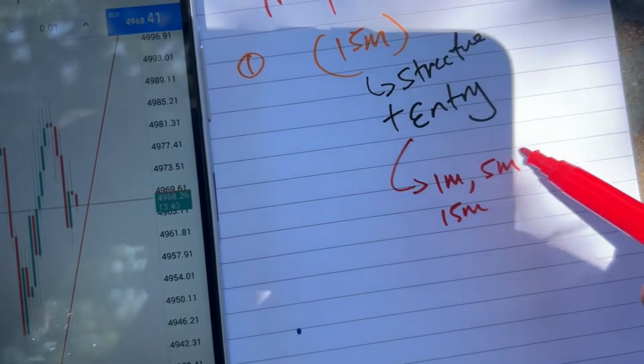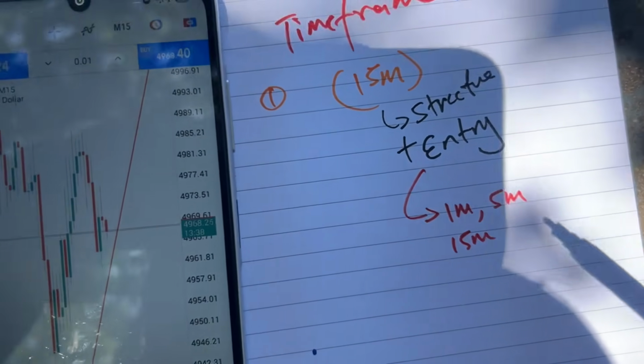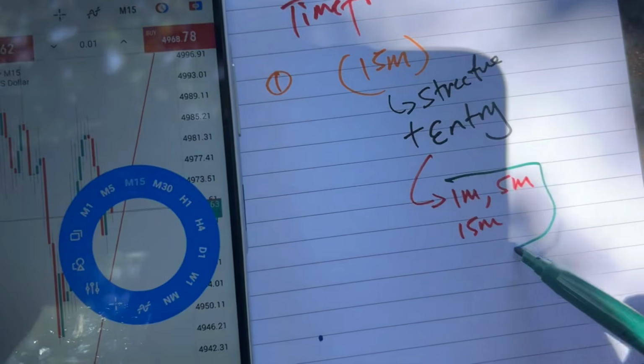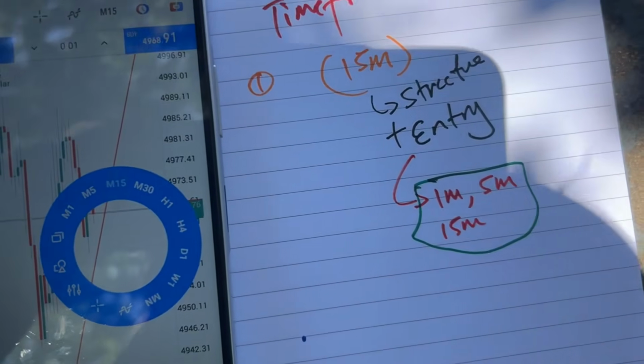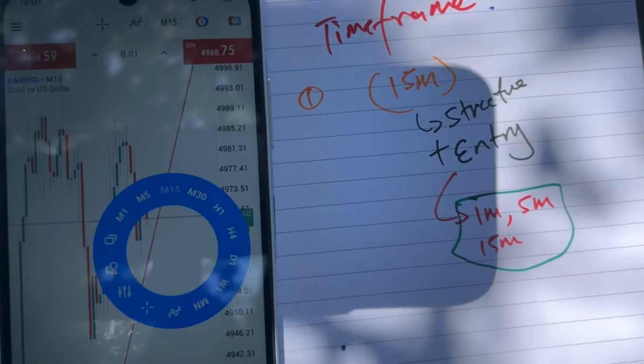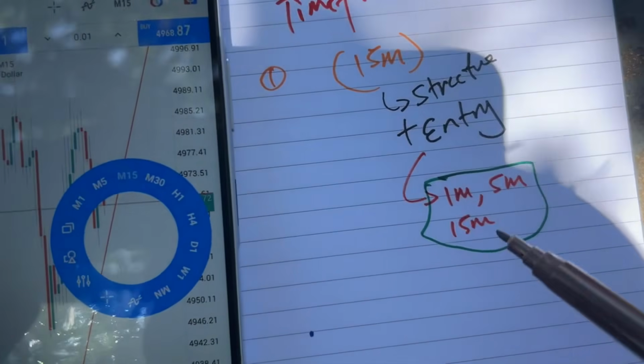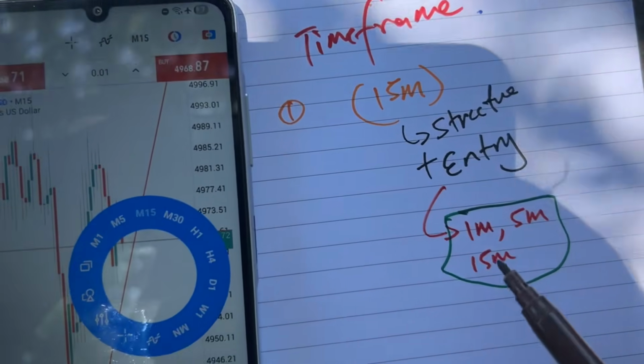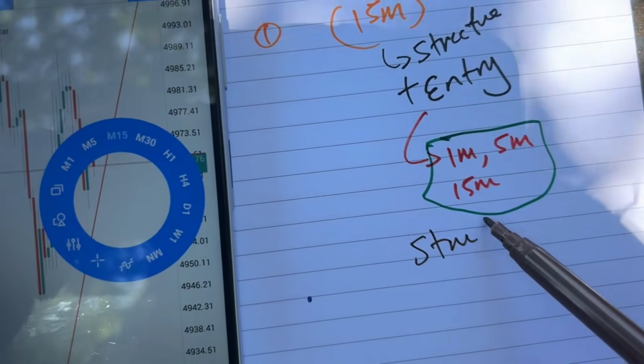This is the recommended time frame that you can use to confirm the entry. So it's simpler now. You have an understanding of the time frame. Then let's look at the structure, the time frame that you can use for structure.